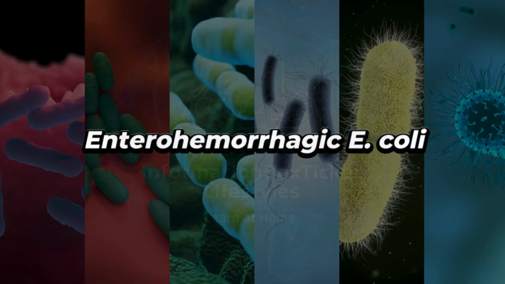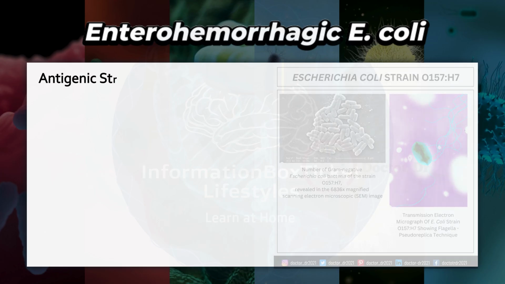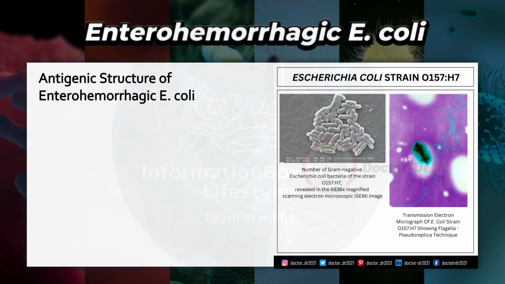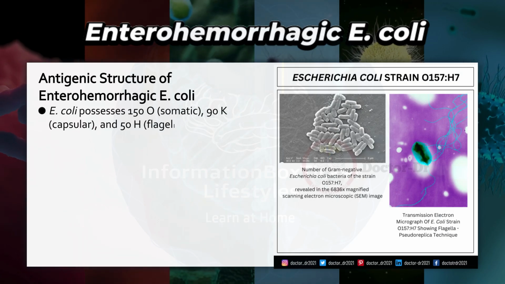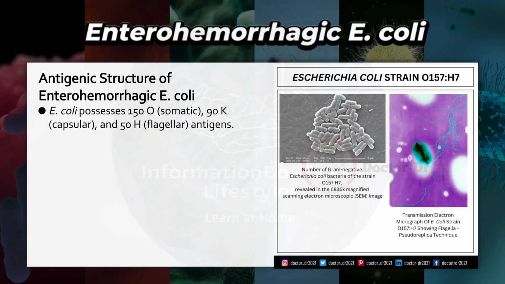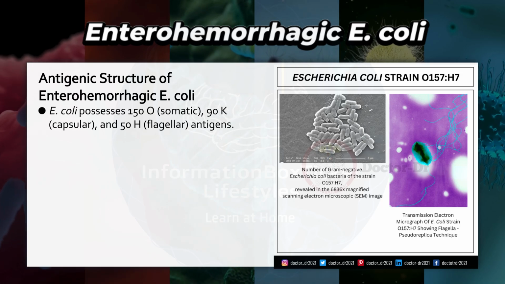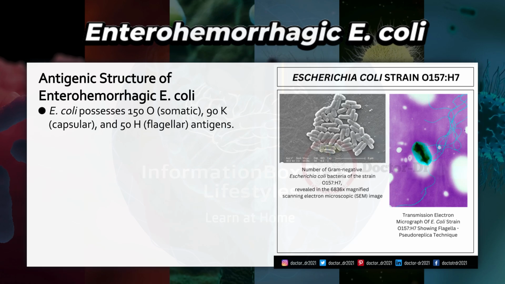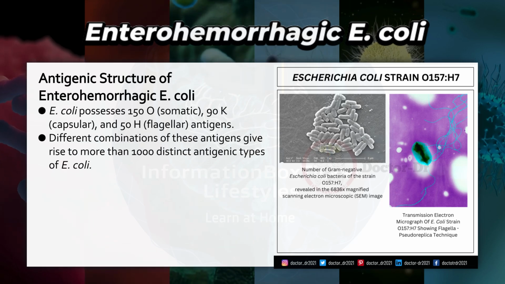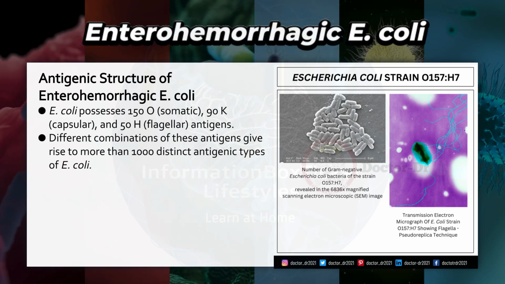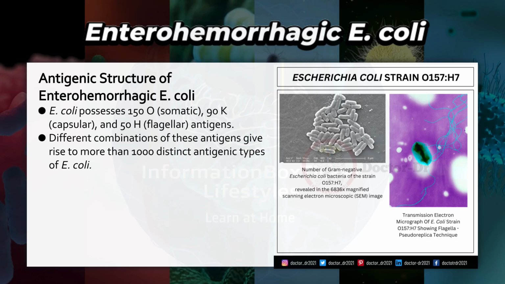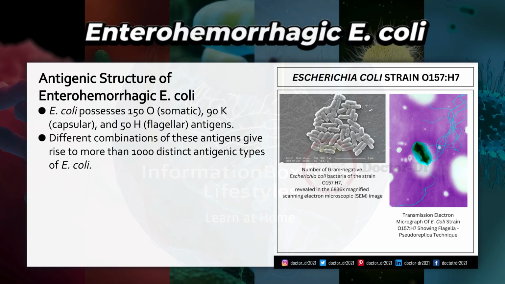Enterohemorrhagic E. coli. Antigenic structure of enterohemorrhagic E. coli. E. coli possesses 150 O somatic, 90 K capsular, and 50 H flagellar antigens. Different combinations of these antigens give rise to more than 1,000 distinct antigenic types of E. coli.